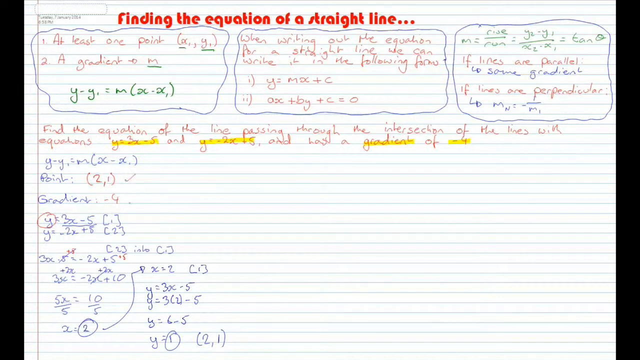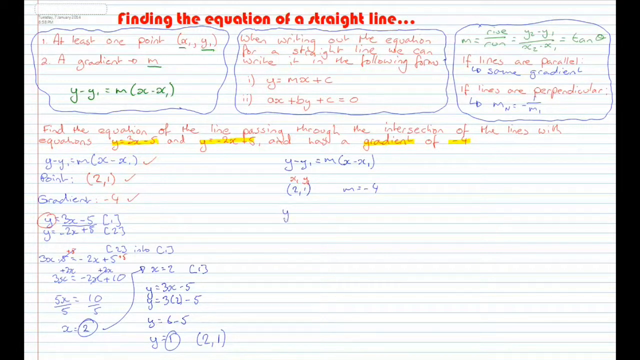Now I have a point and I have a gradient, so I can use this formula. Write out the formula. y minus y1 is equal to m bracket x minus x1. Alright, substitute in now, so write out the point (2, 1), and the gradient m is equal to negative 4. Alright, this here being my x1 and y1, and let's substitute into the formula now.